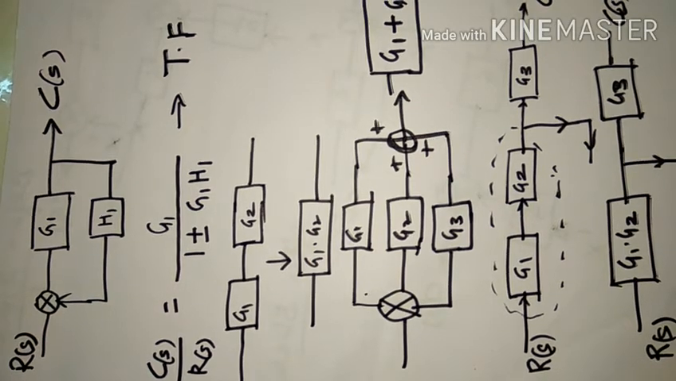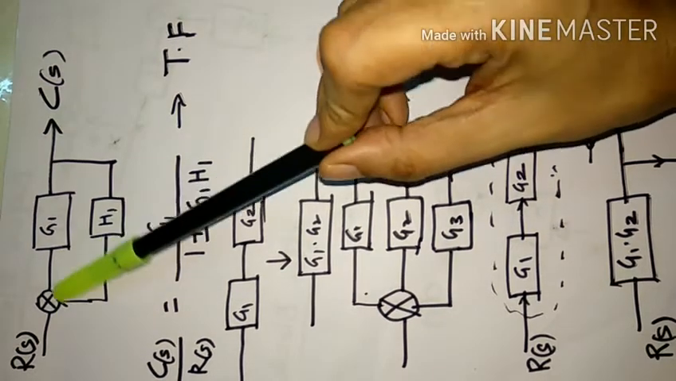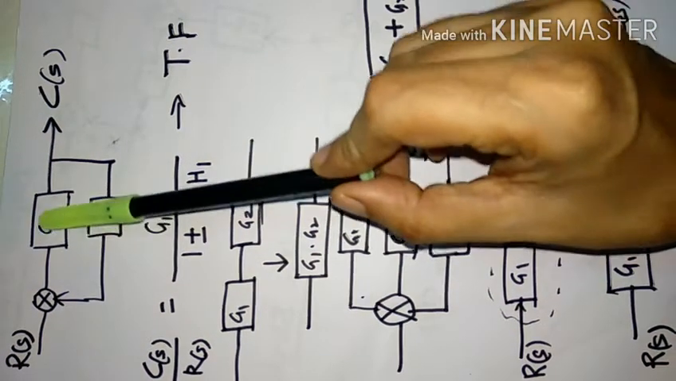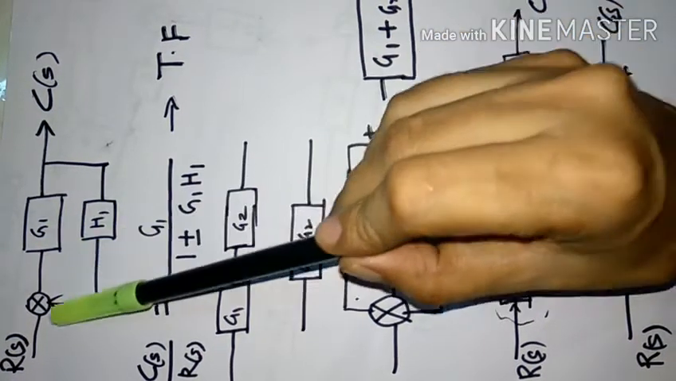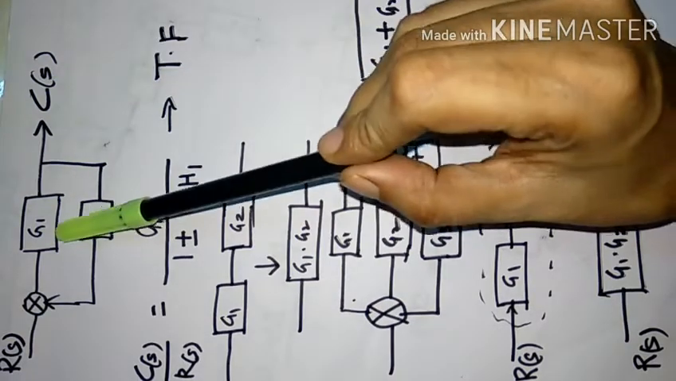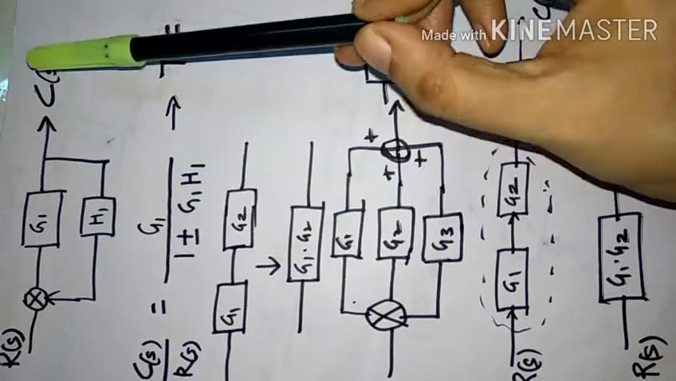Today we will discuss the basic block diagram reduction rules. Now this basic block diagram, here you see it. This is G1 H1. This G1 and H1 are in a feedback loop, with R(S) and C(S). So this is basically the block G1 H1 with R(S) and C(S).